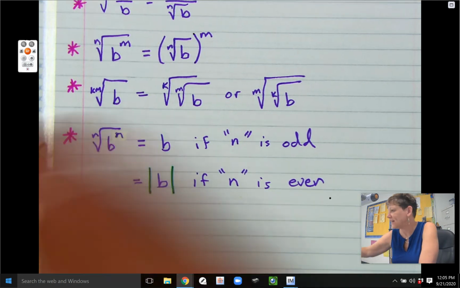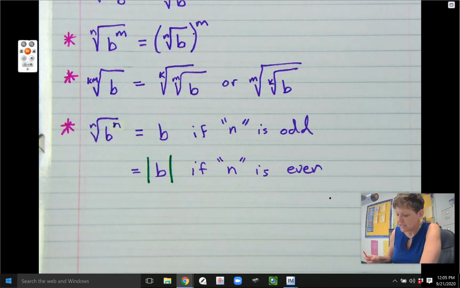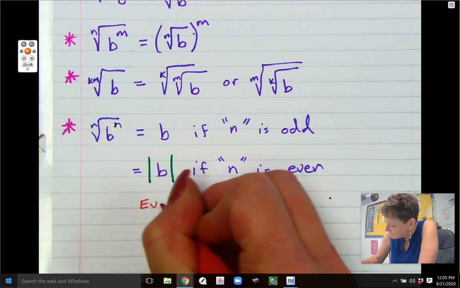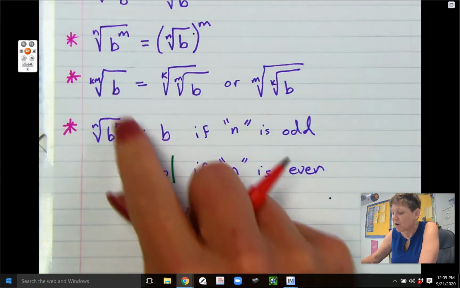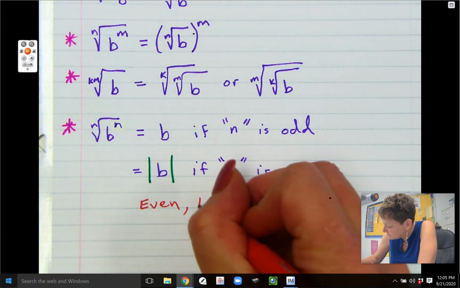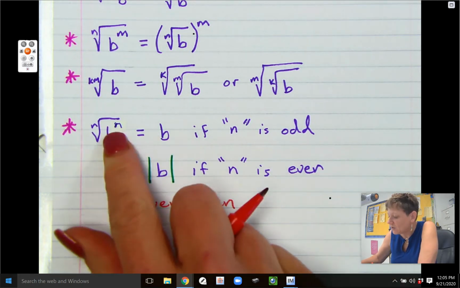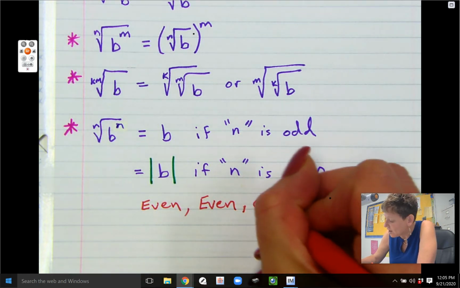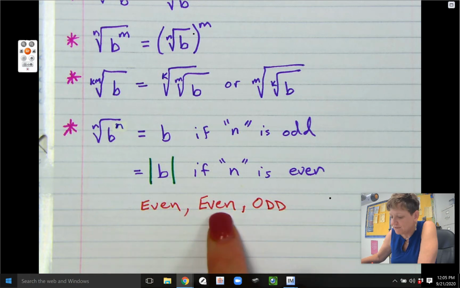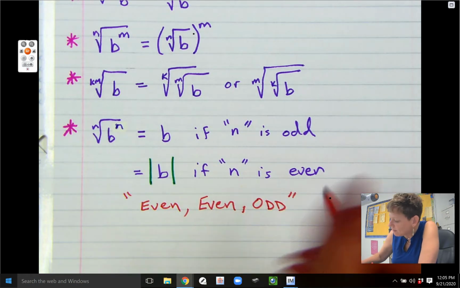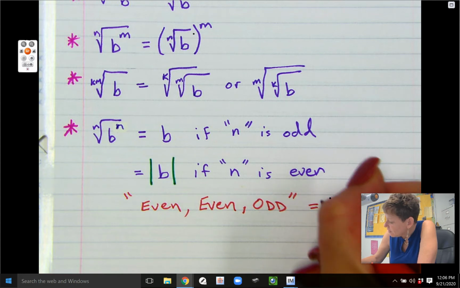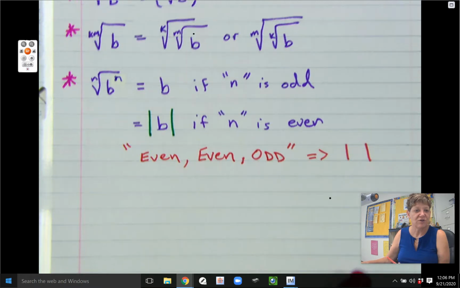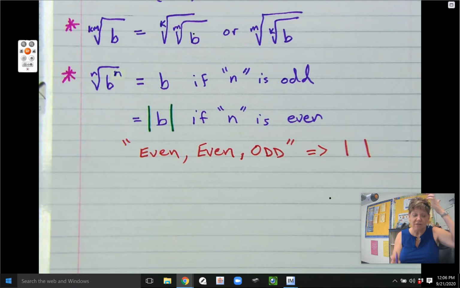So when is it that we use this? Well, we use this when our index is even, our exponent is even, and our final answer has an exponent that is odd. So we call this even, even, odd. And when we have an even, even, odd, then we need absolute value. I'll show you some examples of that in a minute. So those are our 5 properties today.